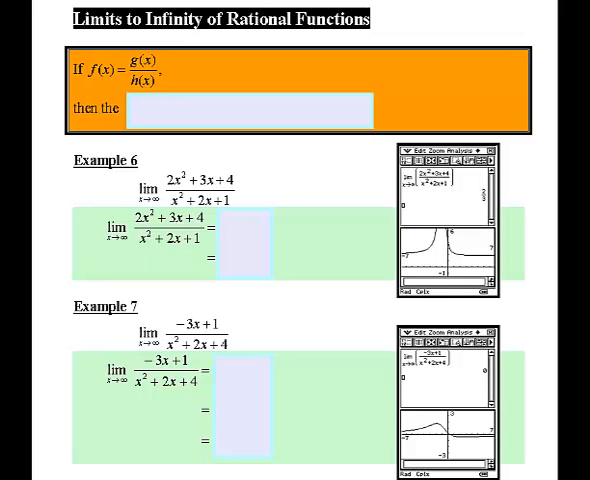Okay, so now we're going to look at what I call the Buzz Lightyear section, limits to infinity of rational functions. We're only going to go to infinity. Buzz obviously likes to go to infinity and beyond.